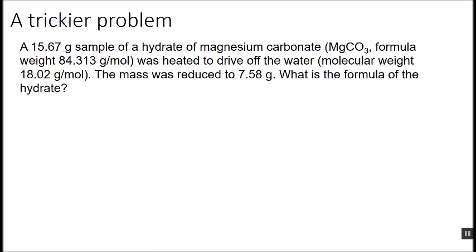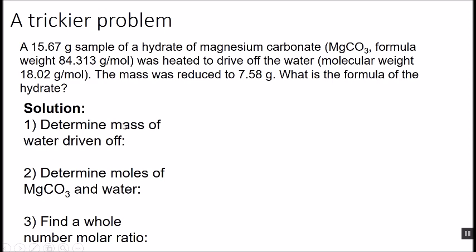Now, what's our first step? What are we going to have to do? We're going to have to determine how much water was driven off. We'll have to look at the mass. And then we'll have to find out how many moles were magnesium carbonate and how many moles were water. And then once we do that, we can find a whole number ratio between the water and the magnesium carbonate. So let's go back to step 1. Let's find the mass of the water that was driven off.